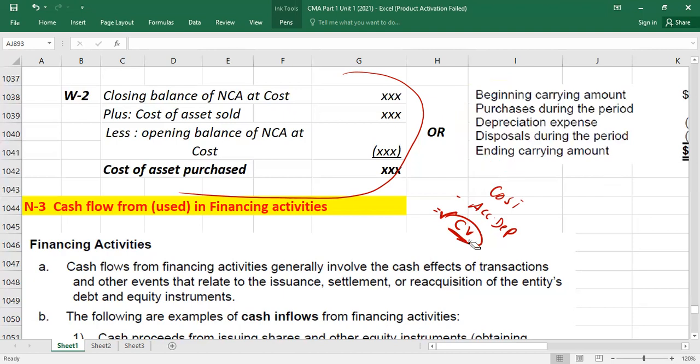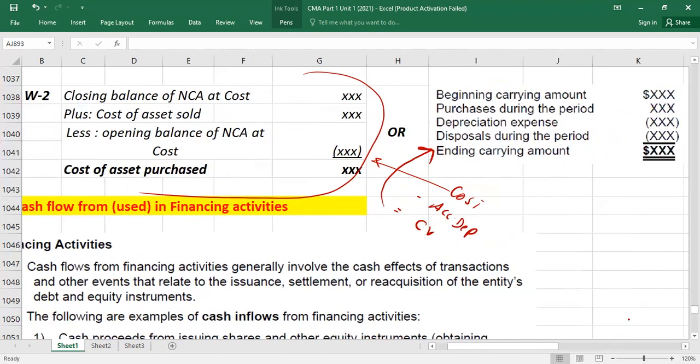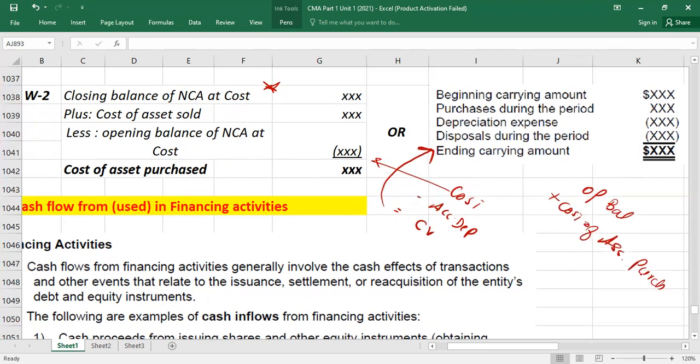I'm just making an arrow here. Cost side means this equation, and carrying value side means this equation. You have to know. Okay. And here, guys, for the cost side, I'm explaining this side. Generally, what is the equation? We have opening balance at cost, plus cost of asset purchased, minus cost of asset sold, is equal to closing balance of asset at cost, right?